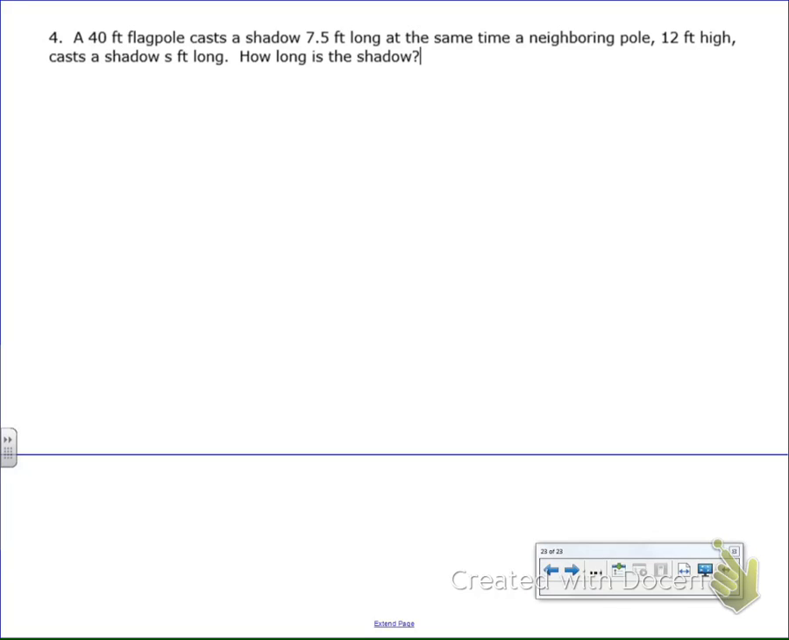So here we have a 40-foot flagpole that casts a shadow 7.5 feet long, and at the same time a neighborhood flagpole is 12 feet high and casts a shadow that is S feet long, which means I don't know the length of that shadow. So I want to figure out how long is my shadow.